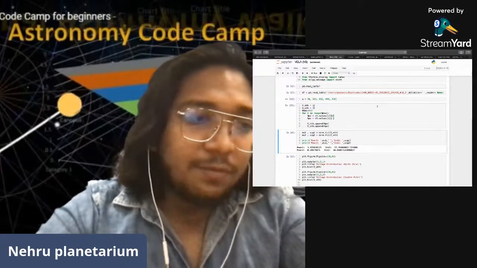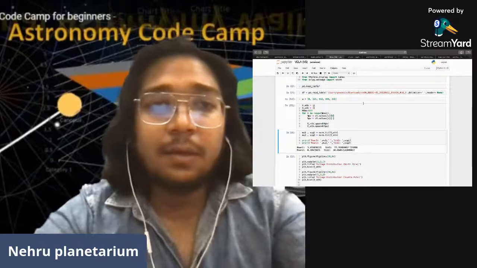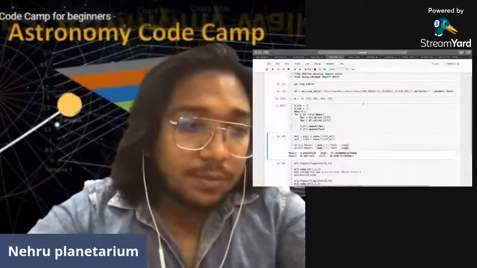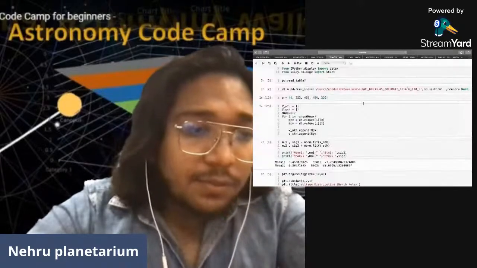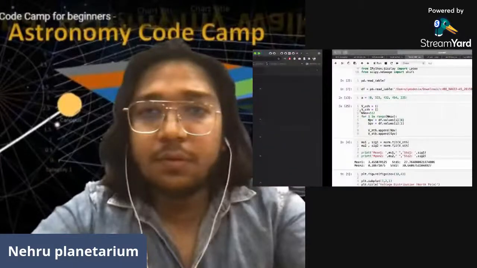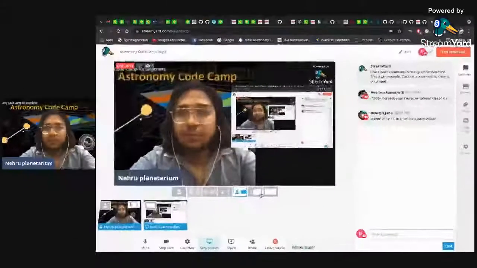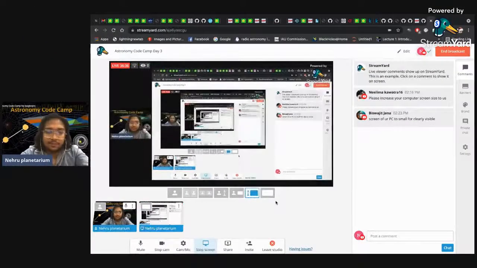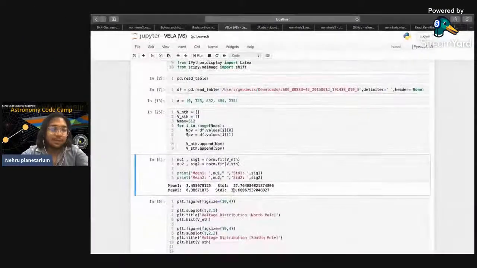Screen of the PC too small to be clearly visible. Okay, I just saw those comments. Please increase the screen size. Oh, apologies, I was using a small size. Okay, all right. I hope now it's clearly visible.